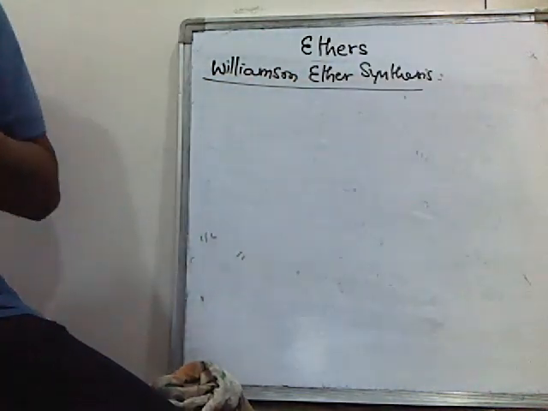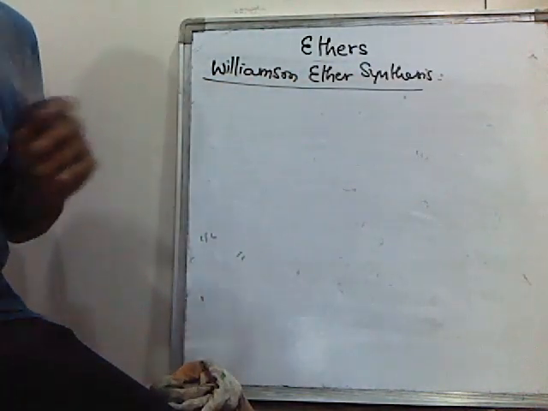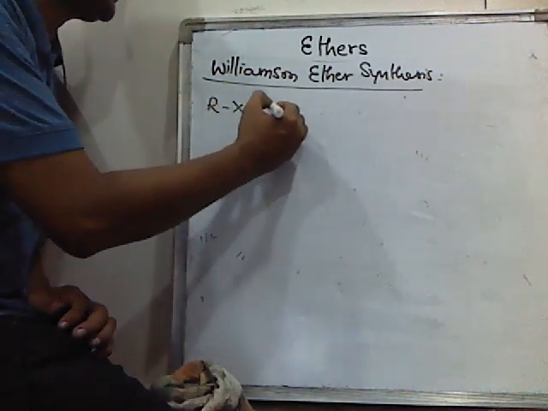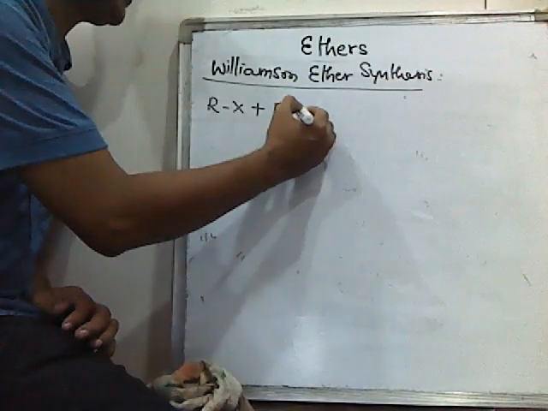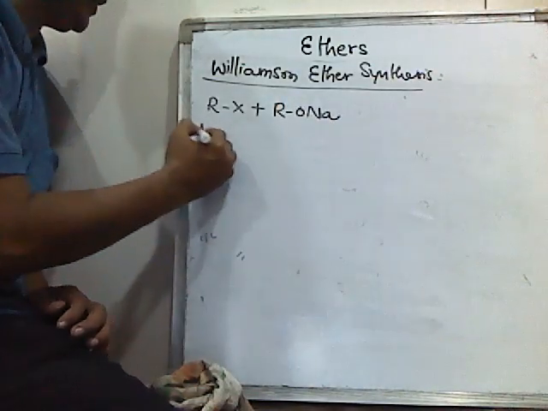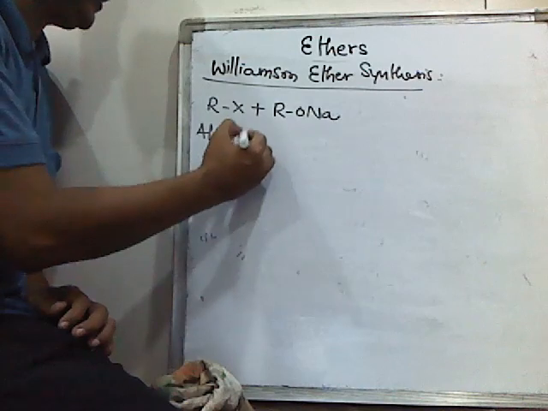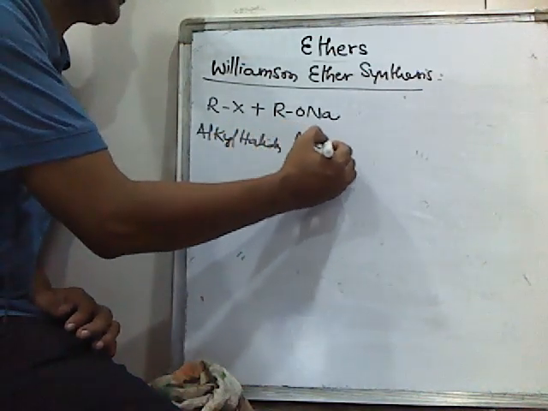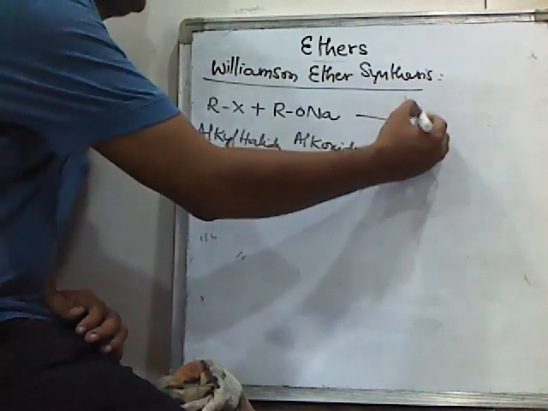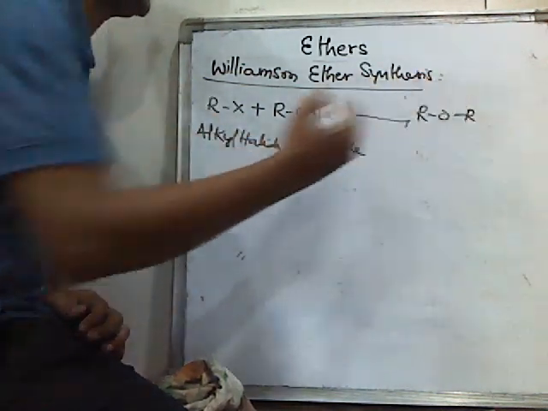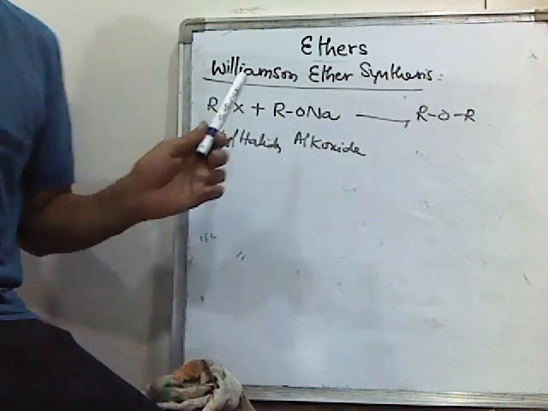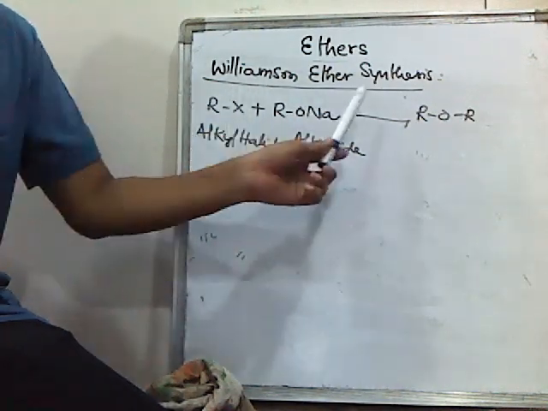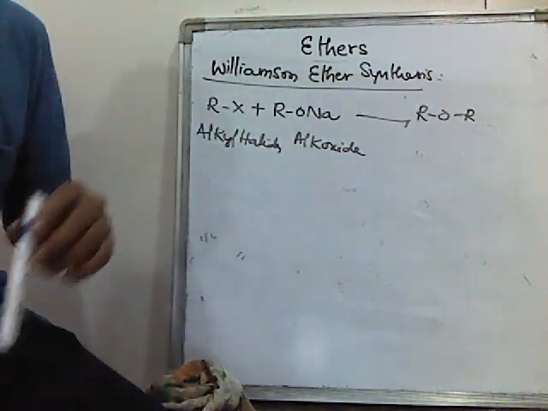Williamson ether synthesis. In Williamson ether synthesis, when alkyl halides are treated with alkoxides, a nucleophilic substitution reaction occurs and ethers are formed. This reaction is known as Williamson's ether synthesis.